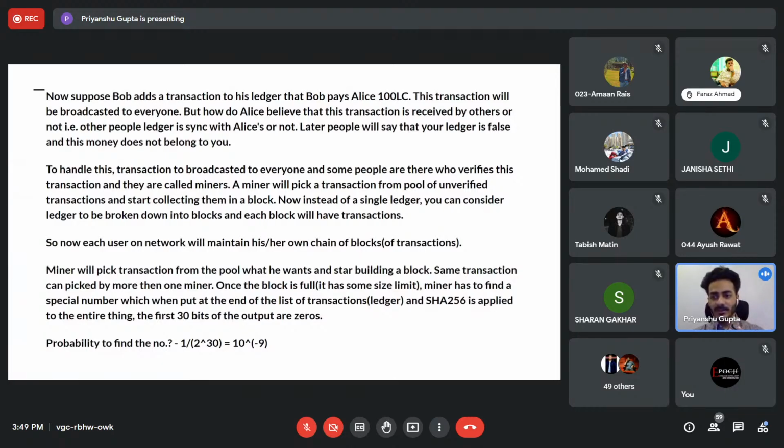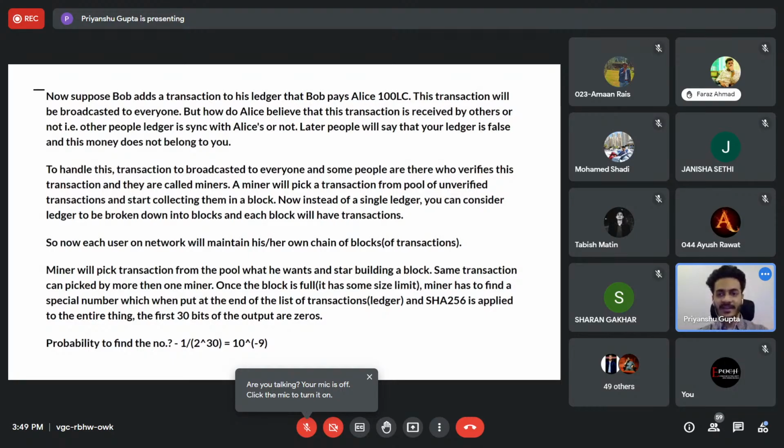To make sure of that, there is a miner. There's a person who is listening to all these transactions that are broadcasted to this pool. So basically there is a pool which contains all the unverified transactions, and there is a miner. Let's consider this person's name as a miner. There are a lot of transactions here that are broadcasted to the network.